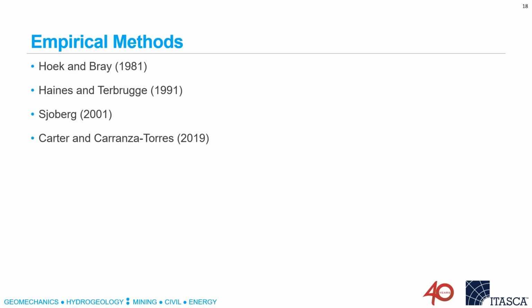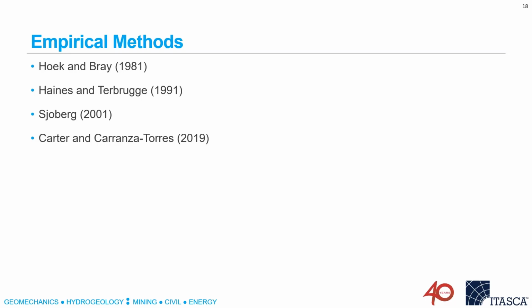Then empirical methods are experiential type representations of slope stability, where people have collected data about slopes that have failed, slopes that are stable. And here are 4 of them that I'm aware of. There probably are others. These are probably the best known, starting with Hoek and Bray in 1981, Haines and Terbrugge in 1991, Bieniawski and Schoeberg in 2001, and Trevor Carter and Carlos Carranza-Torres in 2019.